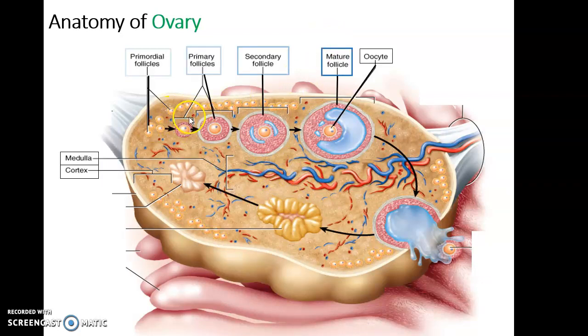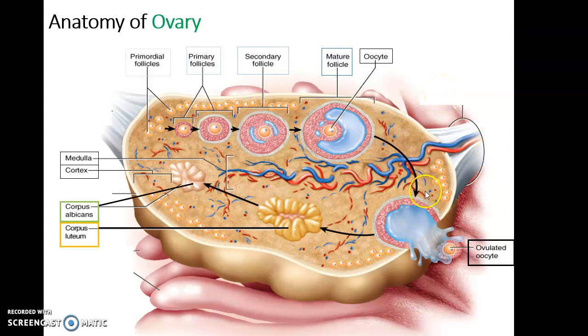So the primordial follicle will mature into a primary follicle where the cells surrounding the oocyte grow and divide. This will then lead to the secondary follicle, even bigger, more cells have divided and fluid space starts to develop. And then finally you get the mature follicle, very large, has a fluid-filled area called the antrum, and has, of course, the oocyte.